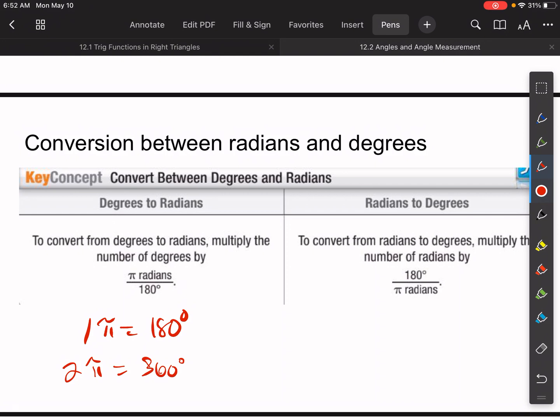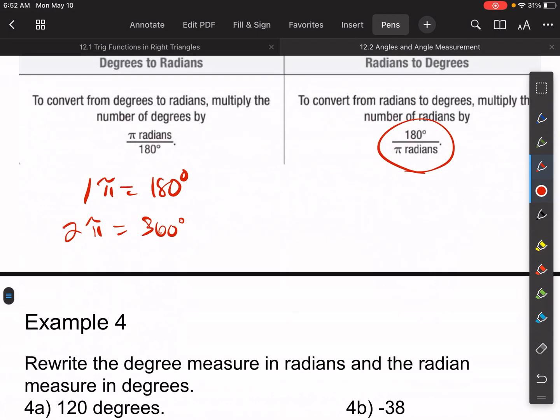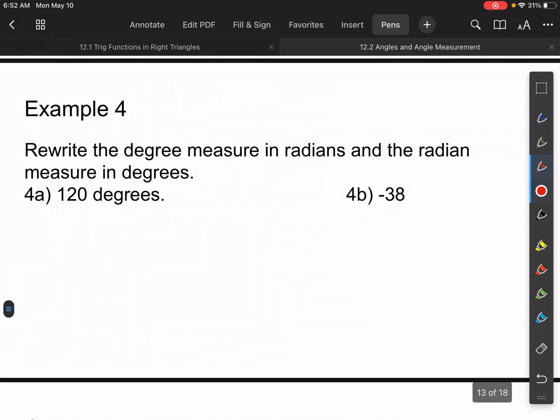If you're going from radians to degrees, you're going to multiply by 180 over pi. Okay, just to convert between the two. So here it says rewrite the degree measure in radians and the radian measure in degrees. So I guess this would be degrees. Or maybe this is radians, I'm not sure. Anyway, so 120 degrees.